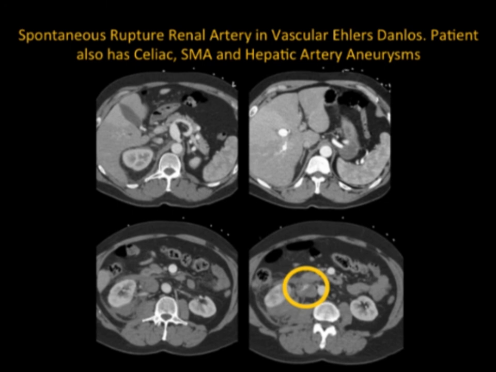Now in this patient with flank pain, what you can see has happened, the right renal artery aneurysm has ruptured. There's contrast extravasation. There's blood around the kidney, and this patient ended up with a nephrectomy. So in patients with these type of syndromes, you need to be much more aggressive. The rules indeed do change.